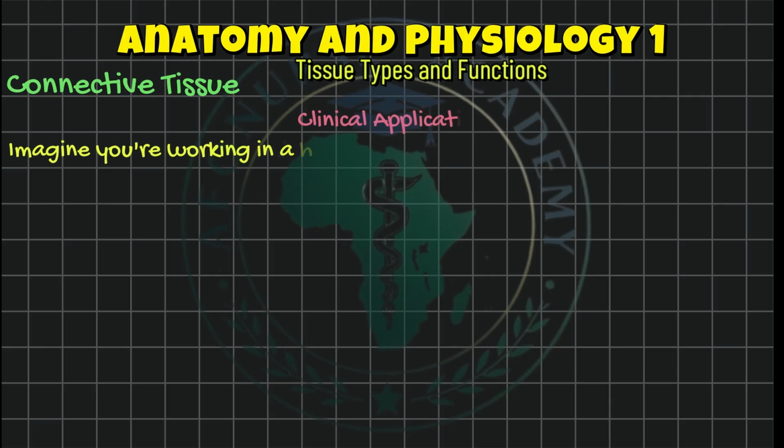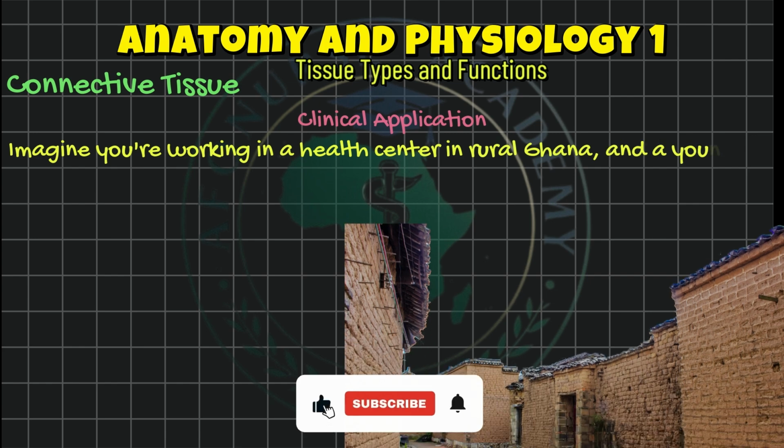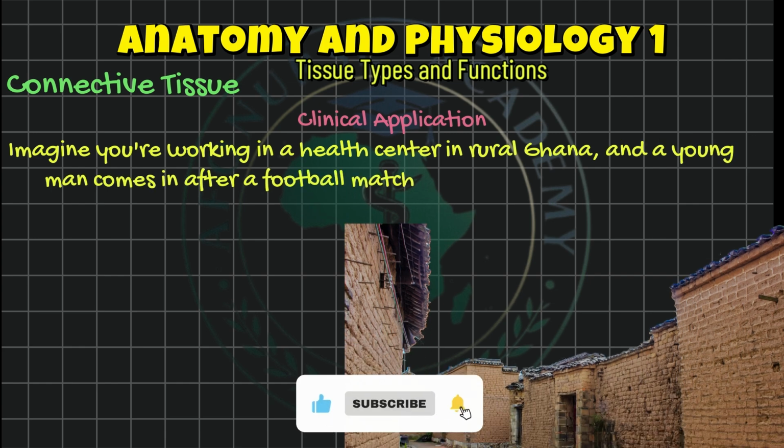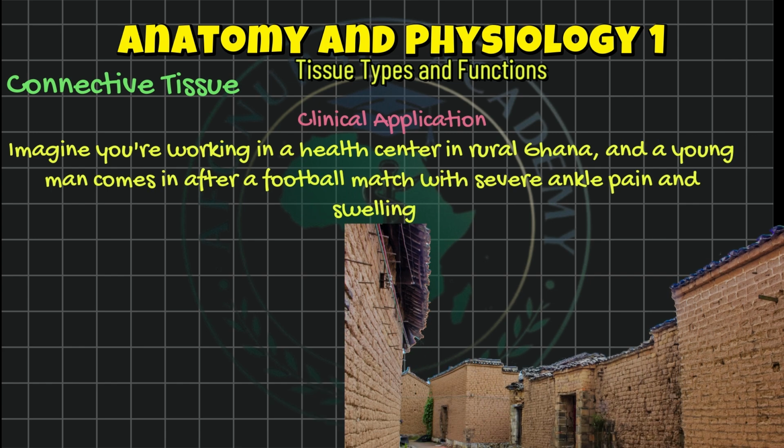Imagine you're working in a health center in rural Ghana, and a young man comes in after a football match with severe ankle pain and swelling. He likely has a sprained ankle, which means he's damaged the ligaments, the dense connective tissue connecting bones at the ankle joint. Understanding connective tissue helps you understand why this injury is painful.